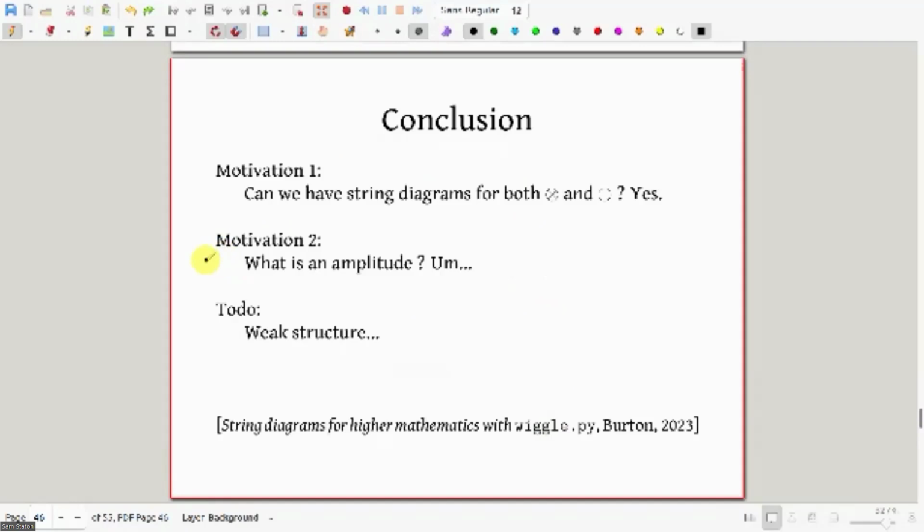So this is my conclusion slide, and I think the only thing I didn't talk about today is the weak structure, and that's kind of interesting as well. But one other thing I'll mention is last year I gave a talk at the Psycho conference about how I make these diagrams. So that's it.